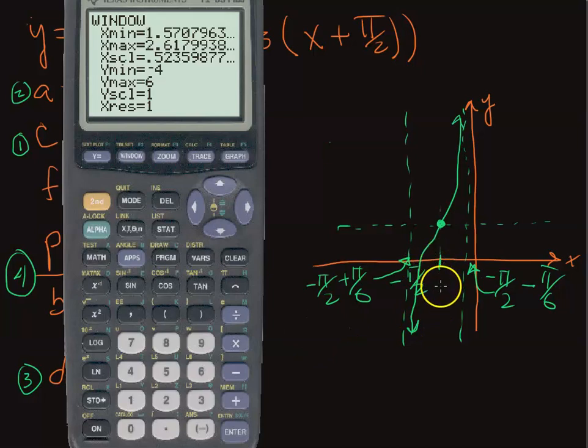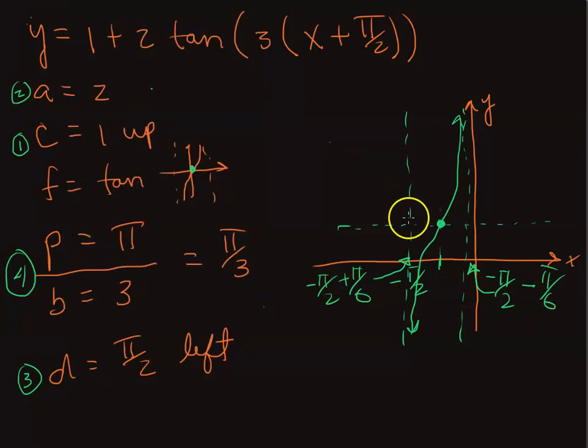Oh, did I do that wrong? Oh my gosh. This is the minus pi over 6, and that's the plus. So this is a minus pi over 6, because we're pi over 6 more to the left. This is the plus. You guys probably caught that, didn't you? Okay, anyway, back to our calculator.